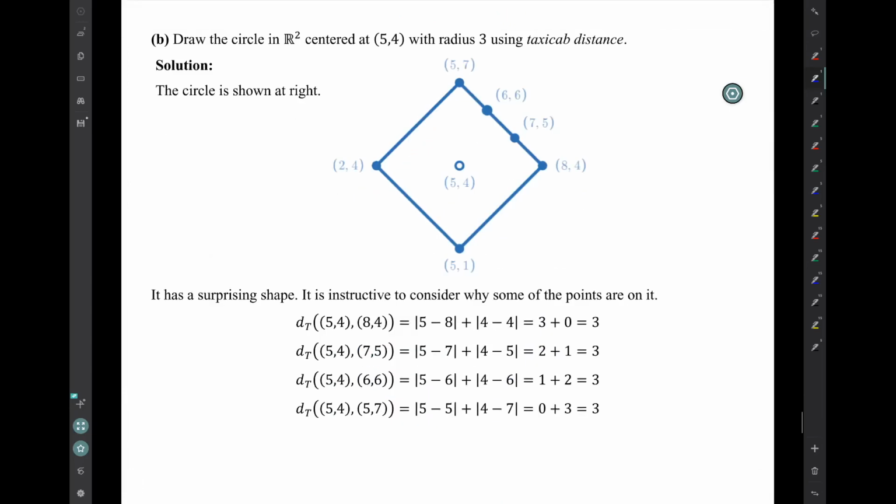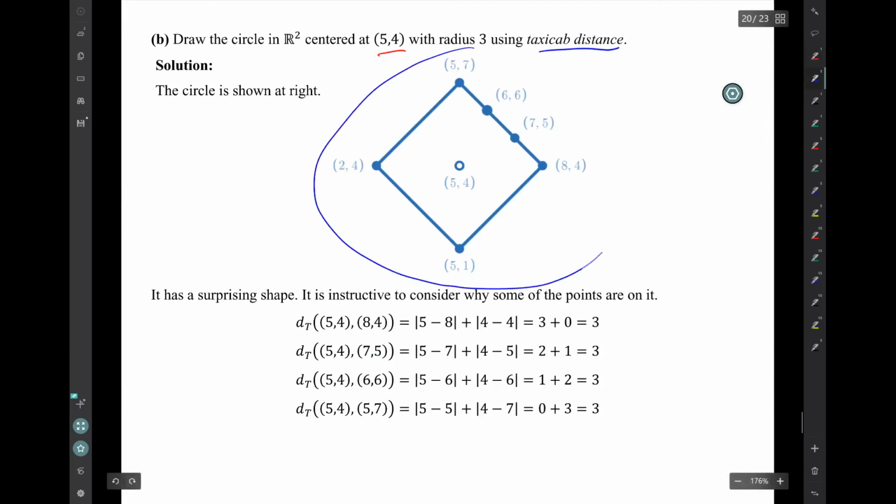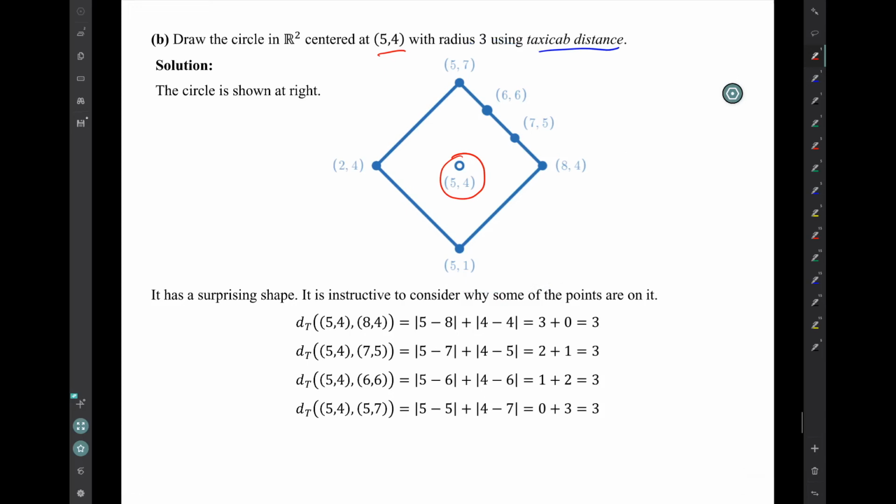Question B, draw the circle in R2 centered at 5, 4 with radius 3 using Taxicab distance. Well, here's the circle. It looks kind of surprising. The center makes sense. It's 5, 4, but we should think about why the circle looks this way. It's instructive to consider why some of the points are on it. So for instance, let's consider this point 7, 5. Why is that point on the circle?